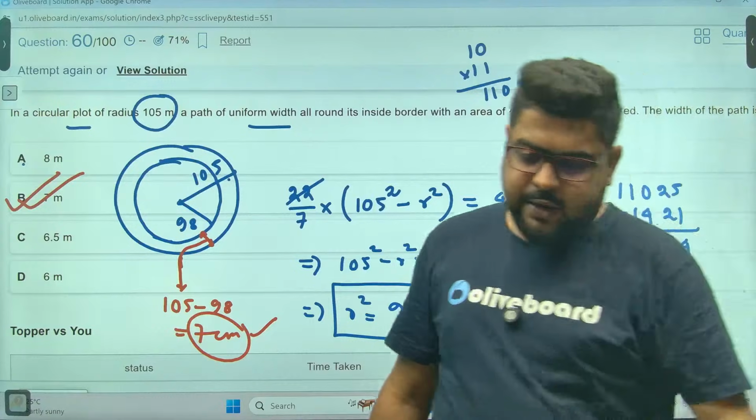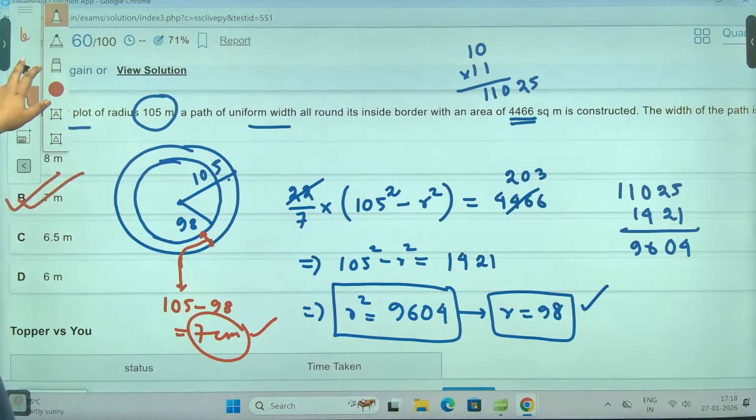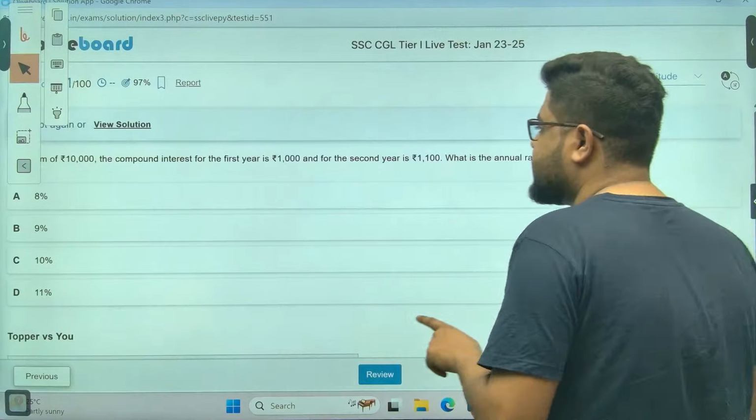I thought the values might be difficult. Good evening, brother. Good evening. Perfect, sir. Makes sense. Calculation was not that difficult, sir. Next one.